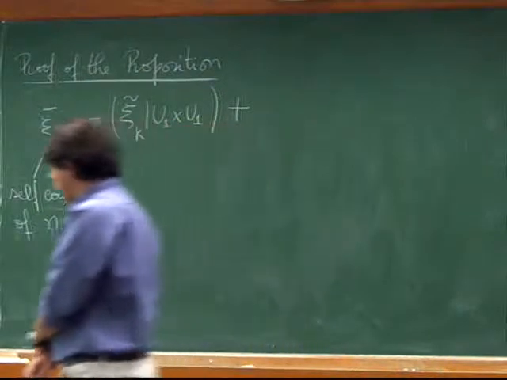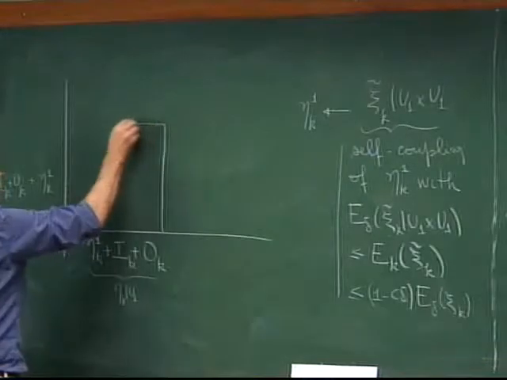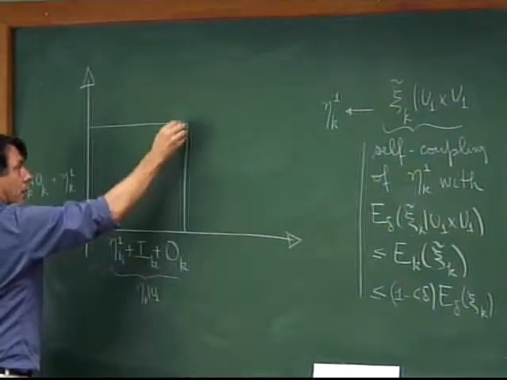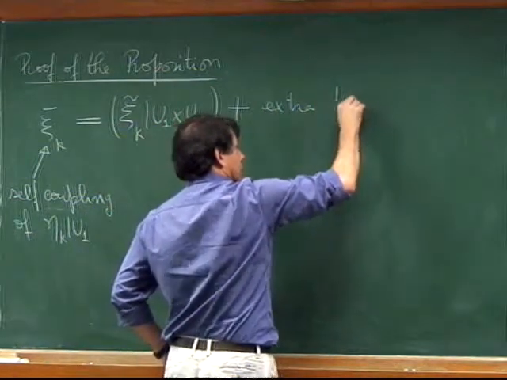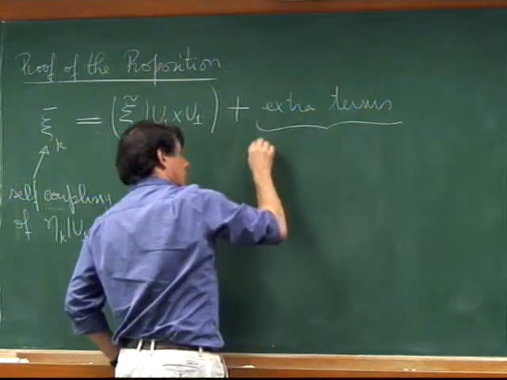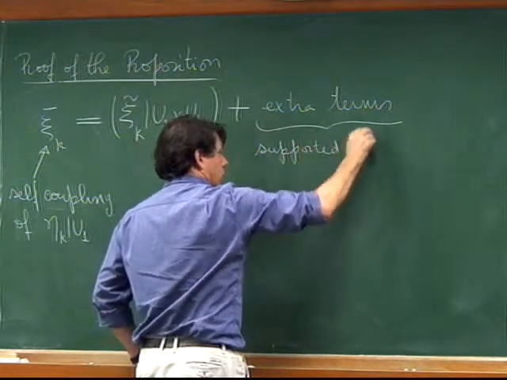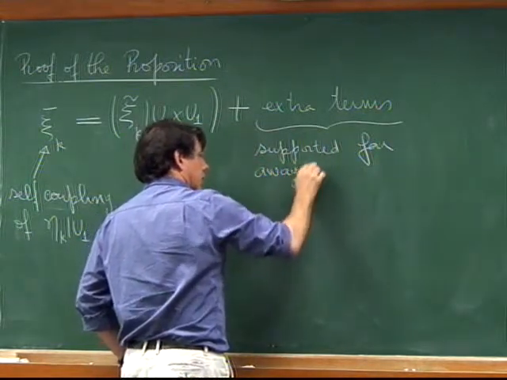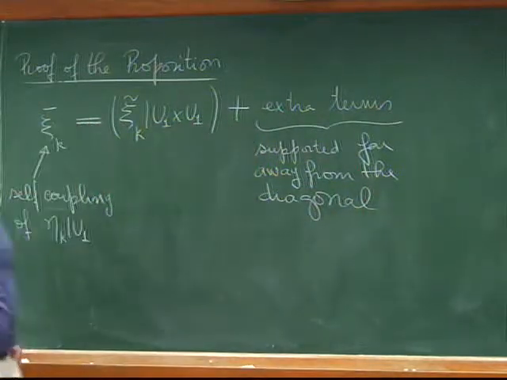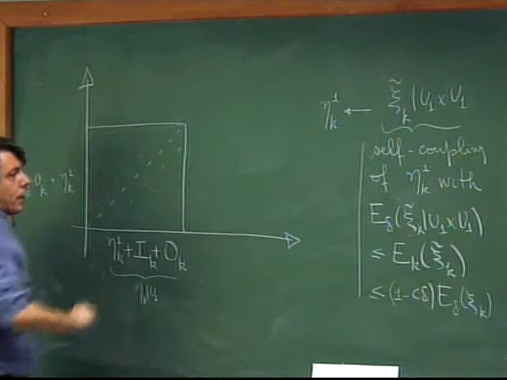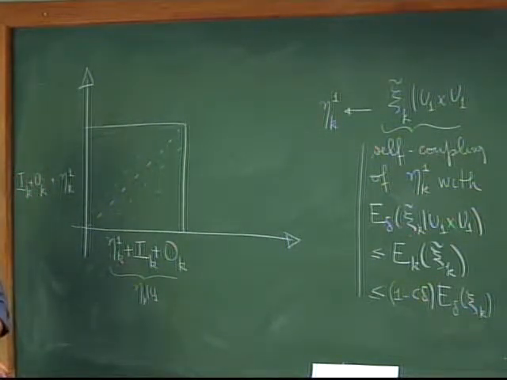So how can I guarantee that? I already gave you the secret, at least the strategy, last time. I'm going to add terms all of them supported far away from the diagonal. If I put these terms far away from the diagonal, avoiding some neighborhood of the diagonal, then they will contribute bounded amounts to the energy, and that will be done. Okay? So this is the clever part of the strategy.